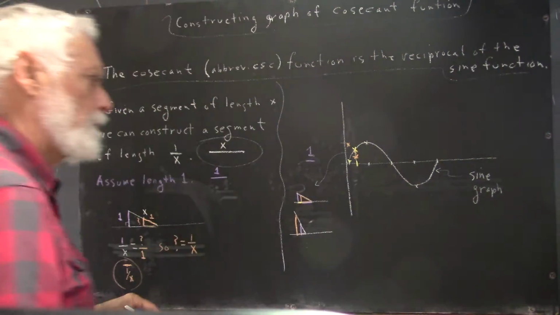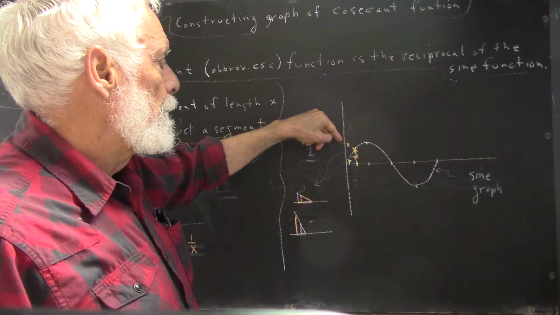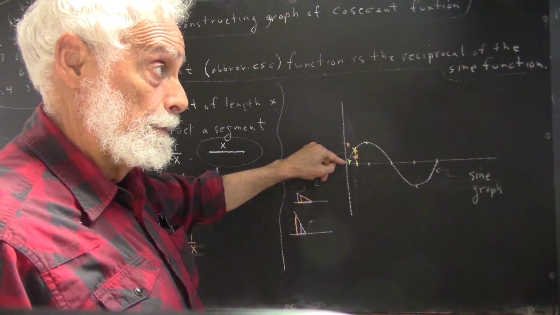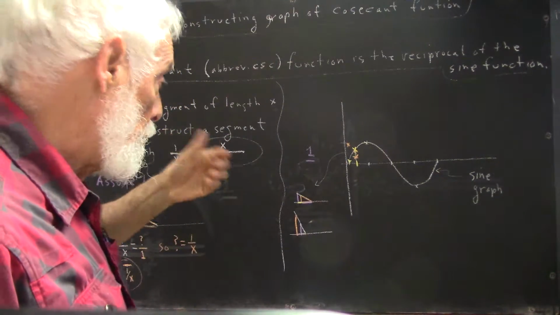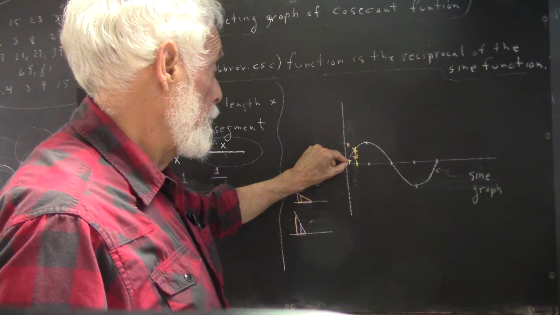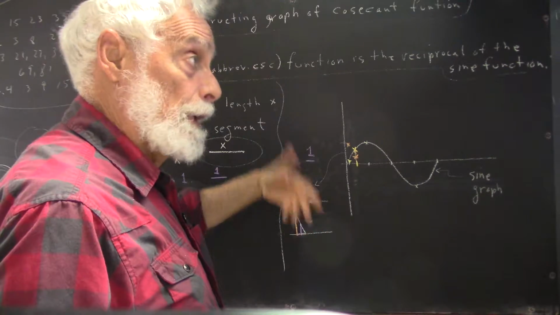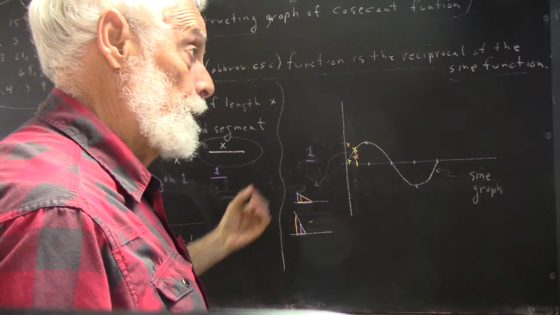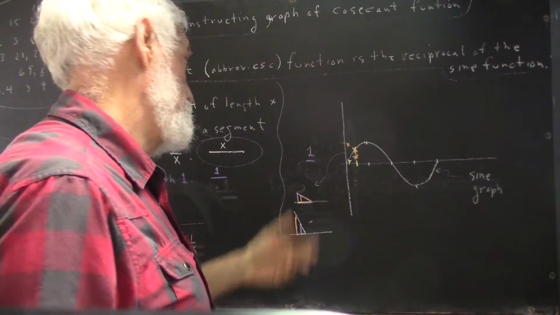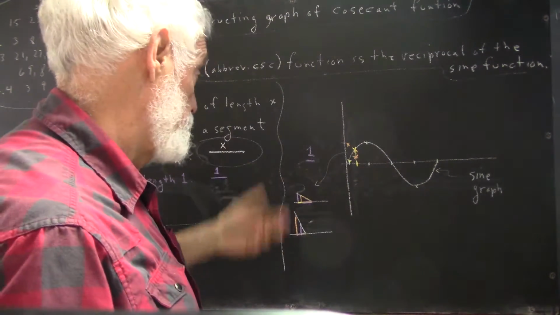Okay, so this point is higher than this point. Okay, now why is that? Well, this represents a length shorter than 1, so the reciprocal of that length is going to have to be bigger than 1. If you take the reciprocal of a small number, you get a big number. If you have a number smaller than 1, the reciprocal is going to be bigger than 1.